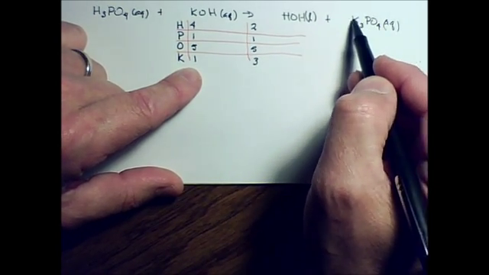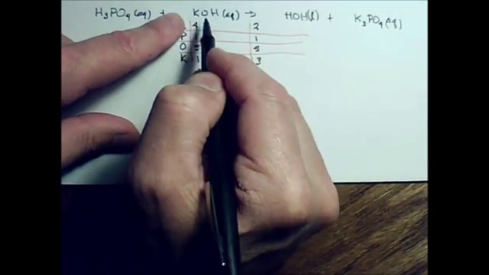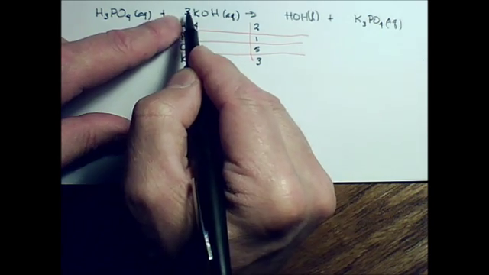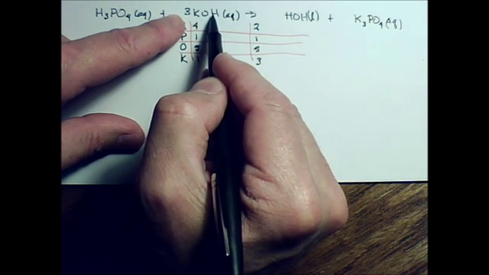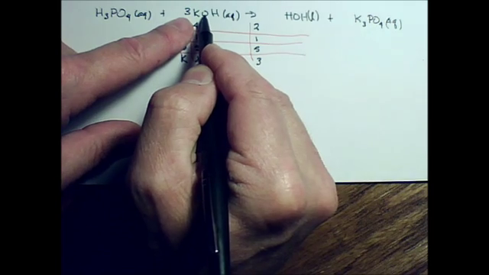So if I've got K3 here, that means I've got 3 potassiums. Over here, I will have 3K. That's how I'm going to get 3 potassiums. But by putting that 3 here, it multiplies everything in this formula. So now I have 3 potassiums, but I've changed the number of oxygens.